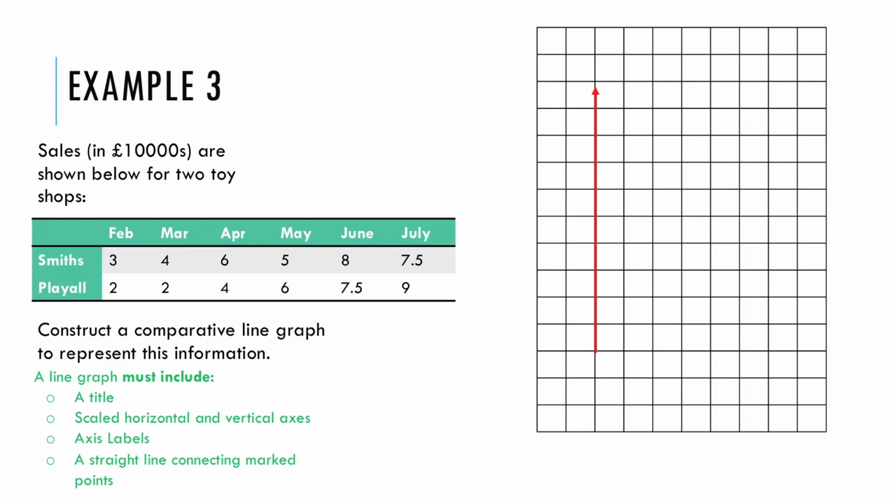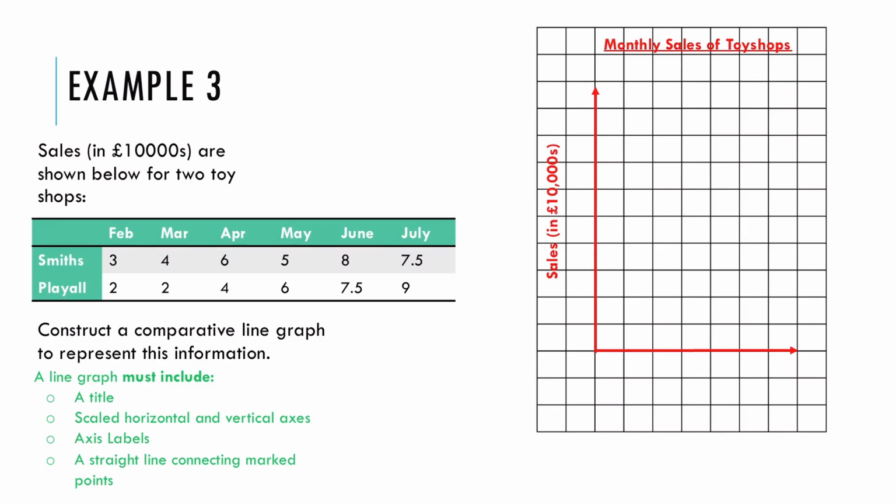Start by drawing my axes. Now I must look at my range in both of these. Now the smallest number here I have is 2, the highest number I have is 9. Again, the range isn't too big, so I can just use one box per number for this one. My title is monthly sales of toy shops. Up the side I'll do my sales. Notice in brackets I've written in tens of thousands just to make the reader clear about what the 3, 4, 6 and so on stand for.